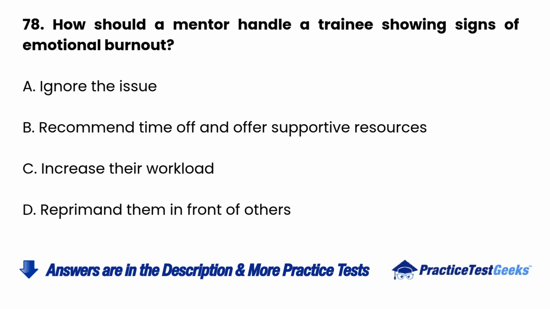78. How should a mentor handle a trainee showing signs of emotional burnout? A. Ignore the issue. B. Recommend time off and offer supportive resources. C. Increase their workload. D. Reprimand them in front of others.